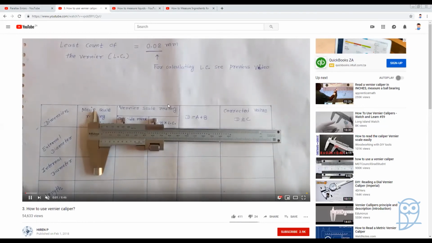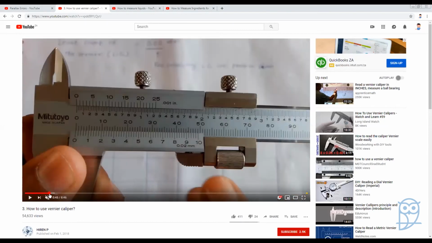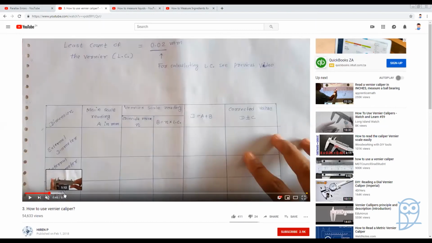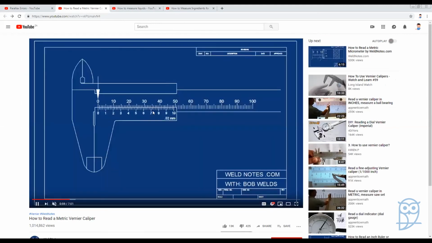Okay. If we look over here, you can see these move past each other to measure the inside of objects. There's another part of a vernier caliper at its base, and that is to measure, so that would be over on this side of the caliper pushing out, and that would be to measure the depths of objects.